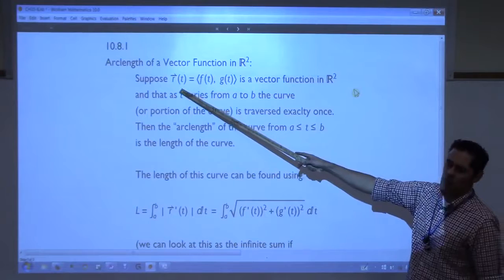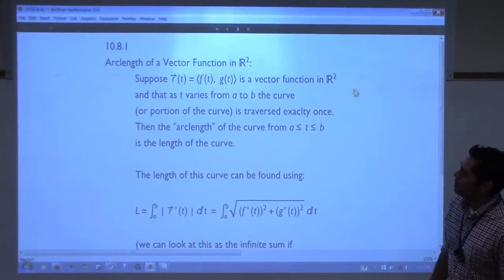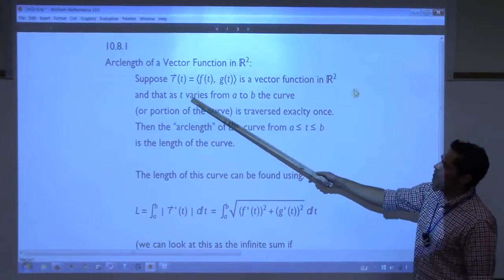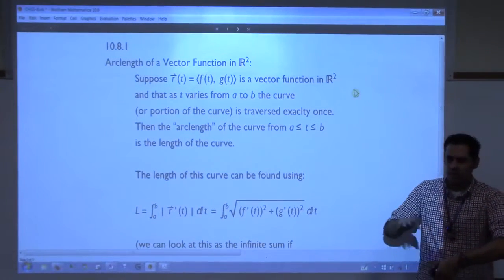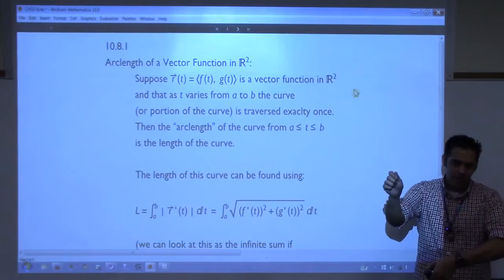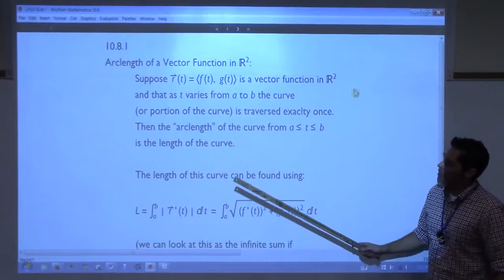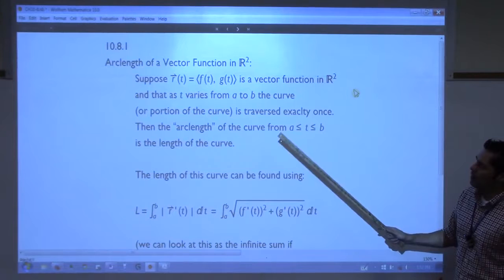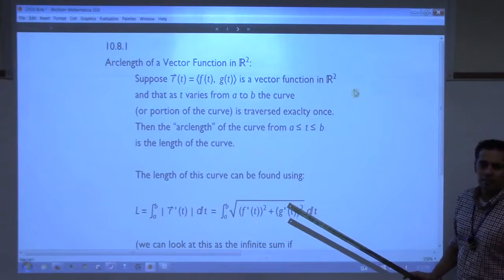You've got a vector function, r of t. It has two component functions, f of t and g of t. Let's say that that's a two-dimensional curve, right? If t varies from a to b, so it's like you're starting the clock at time equals a, and then it starts drawing the curve, and you stop it at b. That curve lives in two-dimensional space. Then the arc length of the curve is going to be given by this formula. But it's important that you can only traverse the curve one time.